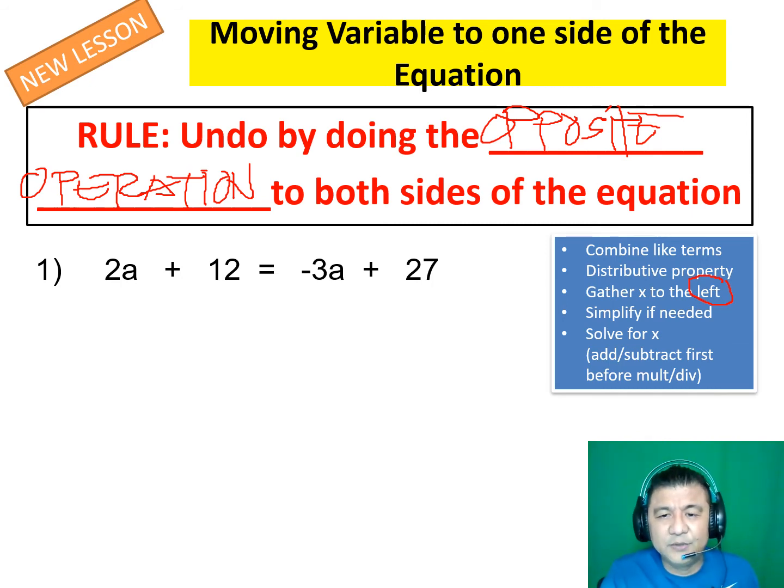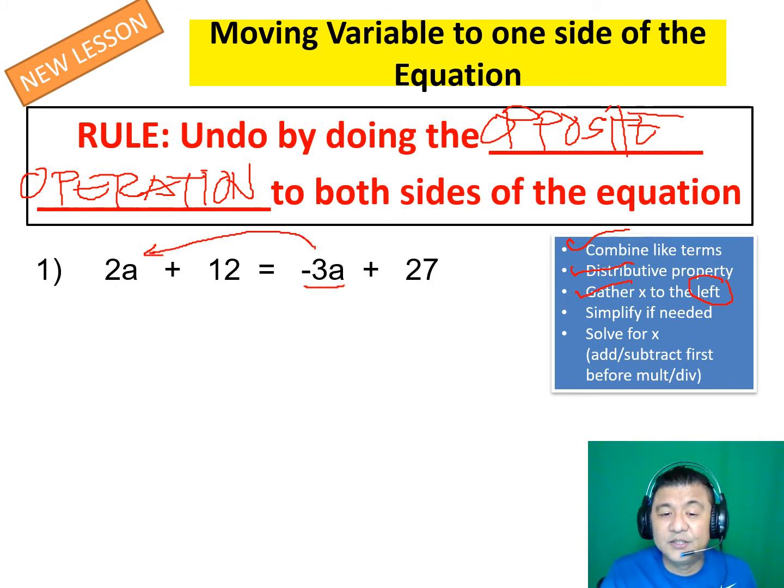Okay, let's see. Is there anything that we can combine? None. Okay, anything to the left and to the right separately, we can't. Because that a is on the right side. Distributive property, there's none. We gather the excess to the left. Now, this one is the variable.